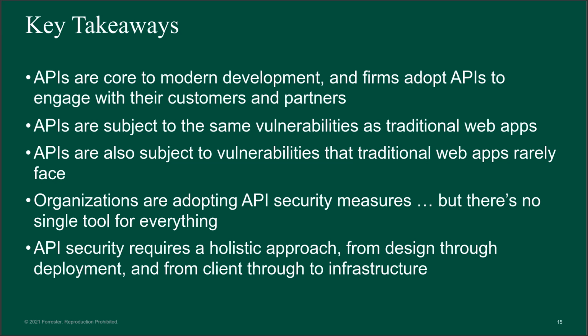We are seeing really aggressive adoption of API security measures, but we also have to realize that it is about stitching a bunch of pieces together. So look at what you have, look at what gaps may exist in your environment, and then fill them. Ultimately, API security is about creating a holistic approach. It needs to incorporate testing, it needs to incorporate production protections, it needs to handle everything, all the way from design through production, all the way from client side through to the infrastructure.